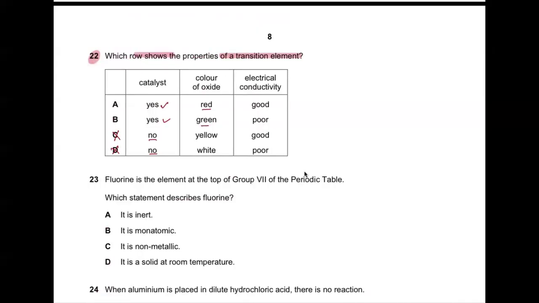Color of their oxide, yes, there shows different color. Electrical conductivity, yes. So mentioning poor electrical conductivity makes option B wrong and A is your correct answer.